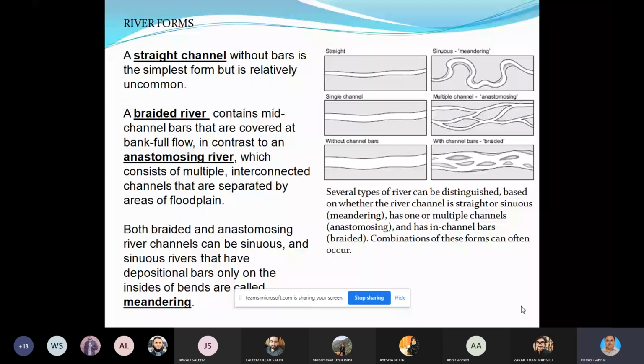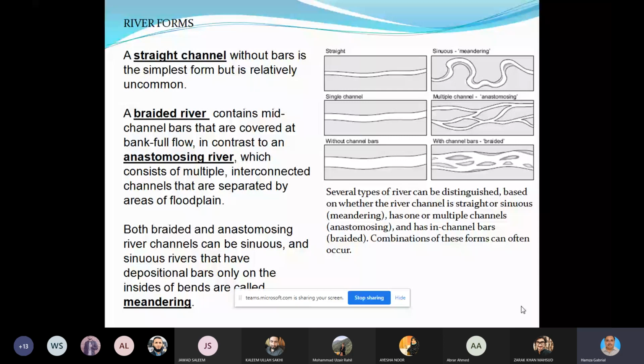Then a braided river we see contains the mid-channel bars that are covered at bank full flow, when the water level is high in the river itself. So these sandbars are then buried underwater. So the braided river flows around the sandbars, but the anastomosing river flows without having channel bars or the sandbars.